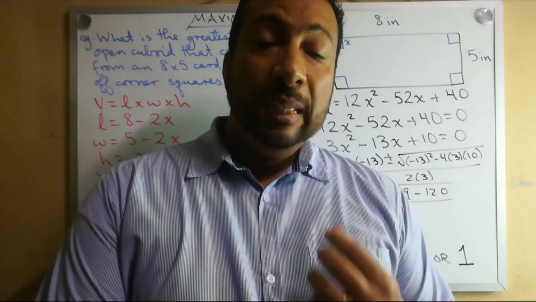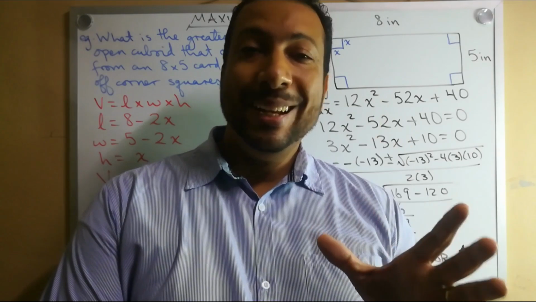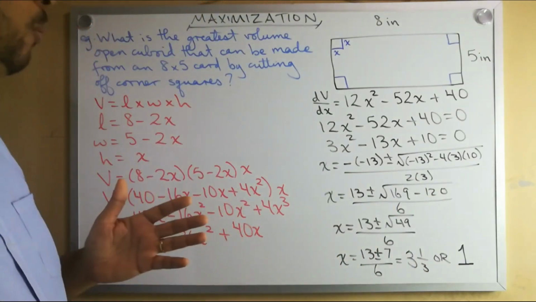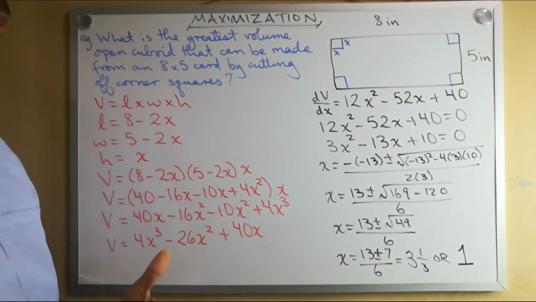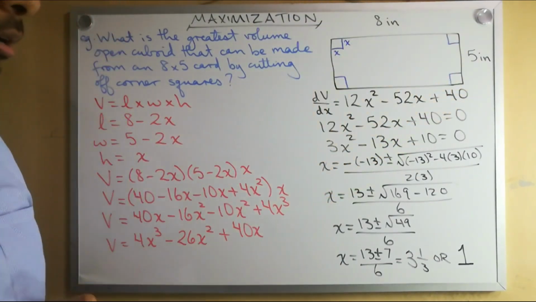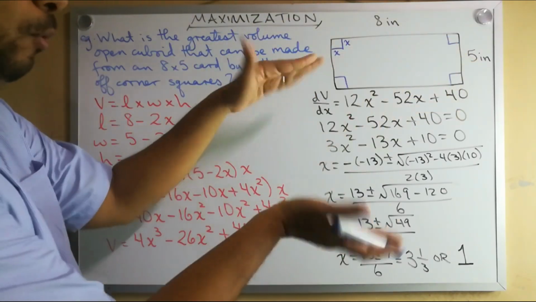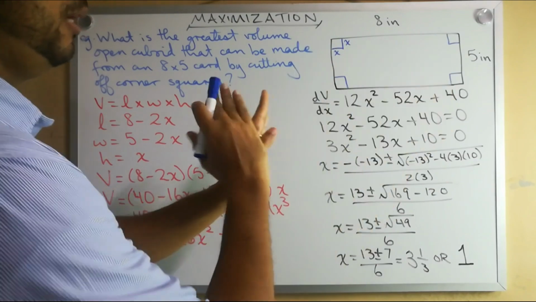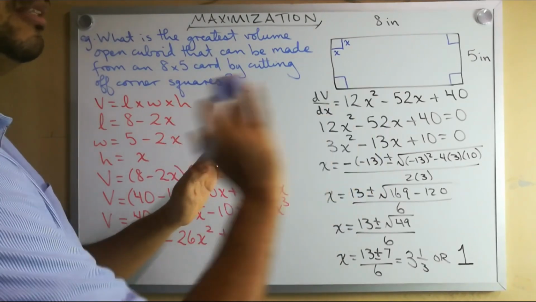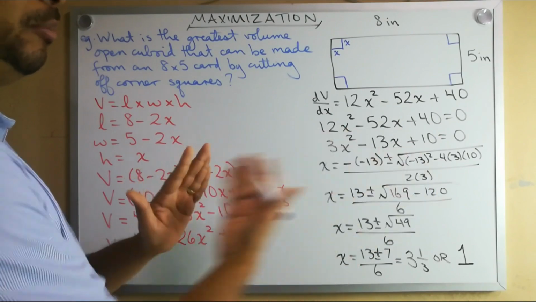Okay, so in this lesson, we are going to learn how to actually maximize some quantities. In this example, we want to maximize volume. Imagine that we have an 8 by 5 card and we want to cut off corner squares and then fold it up to make an open cuboid. An open cuboid is of course one that does not have a top. It only has 5 faces, right? The 4 sides and the bottom.